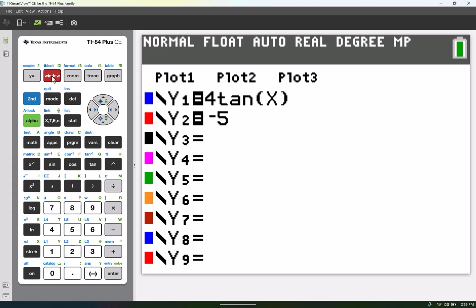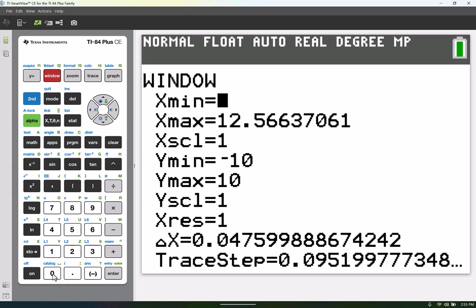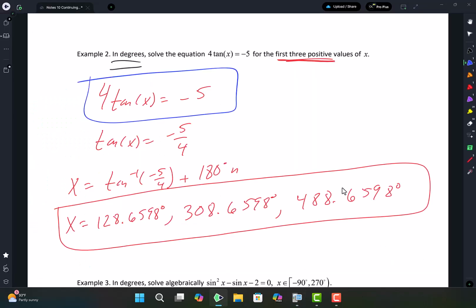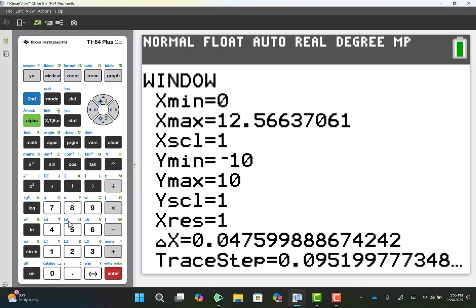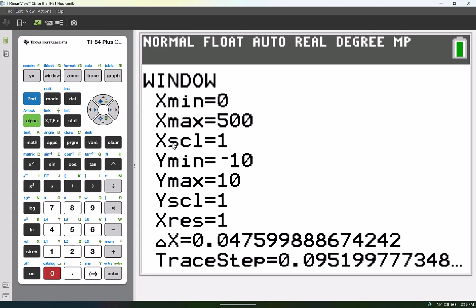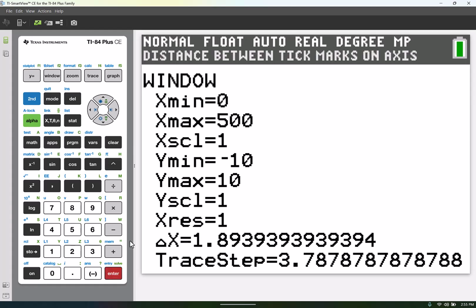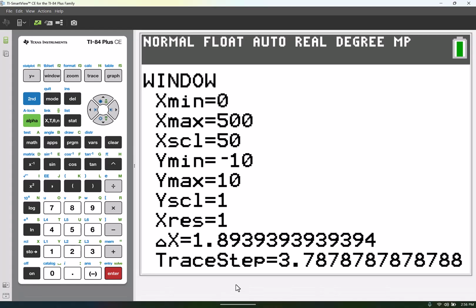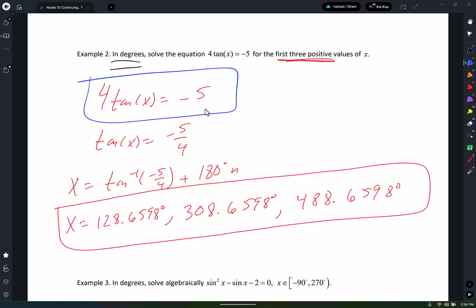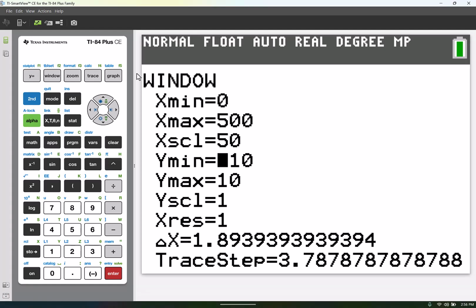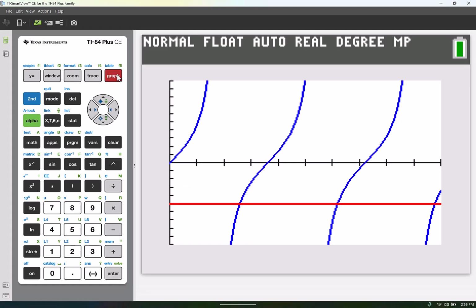And then click on window. I'm going from 0 all the way to, well, I already know the answers, so it went all the way to 488, so I'm going to put all the way to 500. And because I don't want the x scale to be jumbled up with all those little hash marks, let's make the x scale by 50. And then y min, well, tan goes up forever and down forever, so between -10 and 10 is perfectly fine because we're looking where it's -5. -5 is somewhere in there. Does that make sense? So I'm just going to go ahead and push graph. Don't worry, we'll have more experience with graphing tan and secant and cosecant.